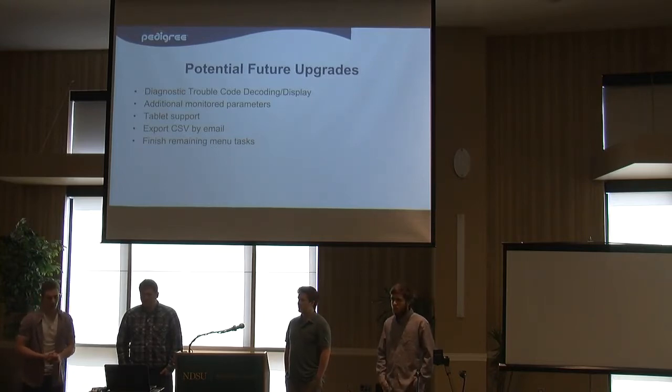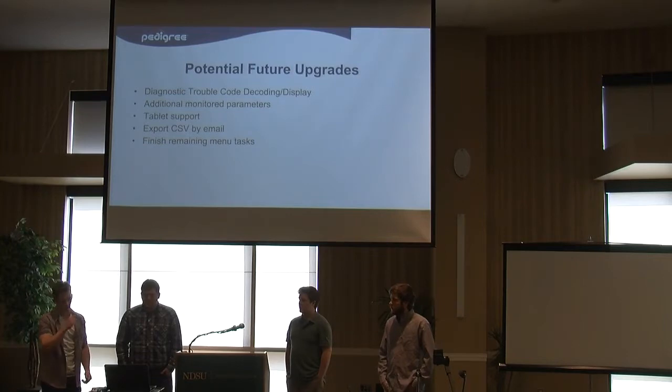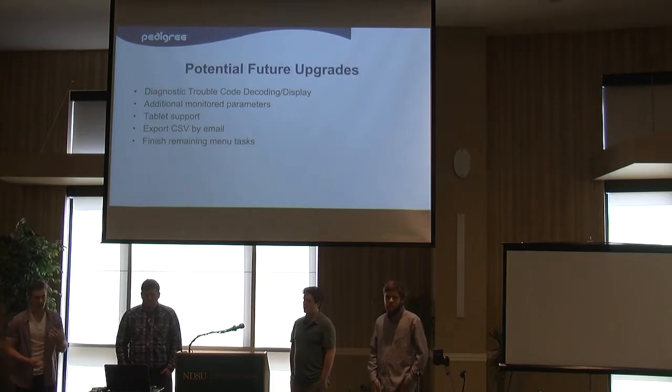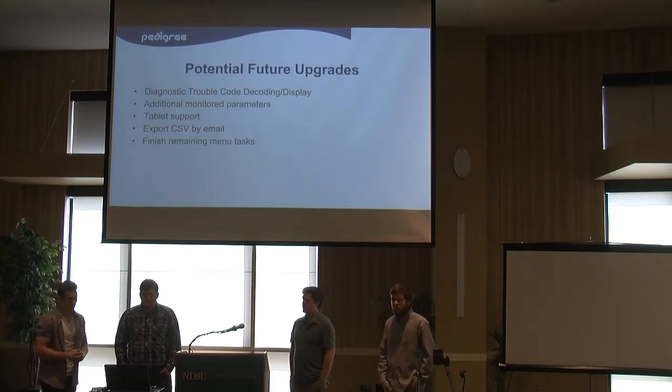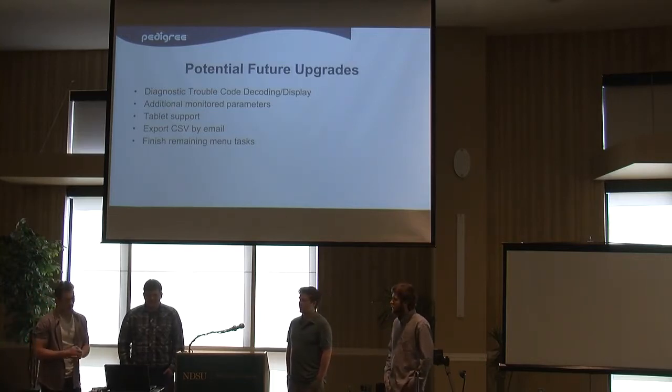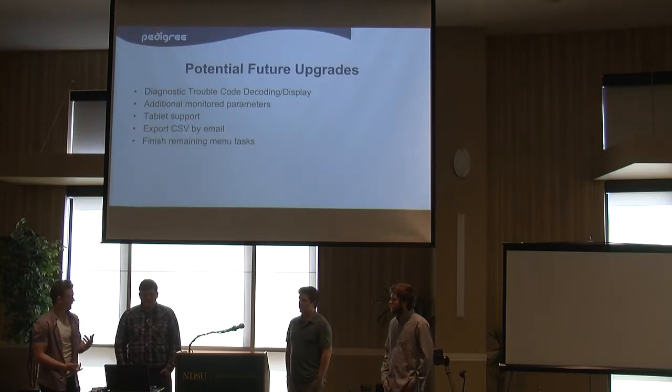Our app works with some tablets, but with some tablets it doesn't work quite so well, and the resolution gets changed drastically. Then everything gets skewed, and it just doesn't look correct. So that could be a thing for the future. And then exporting the CSV by email or sending it to the servers, whichever one Pedigree wants. And then finishing up the remaining tasks for the menu that weren't quite completed.